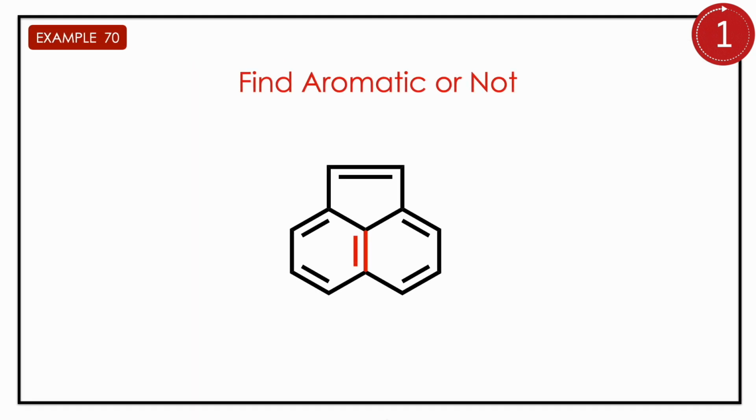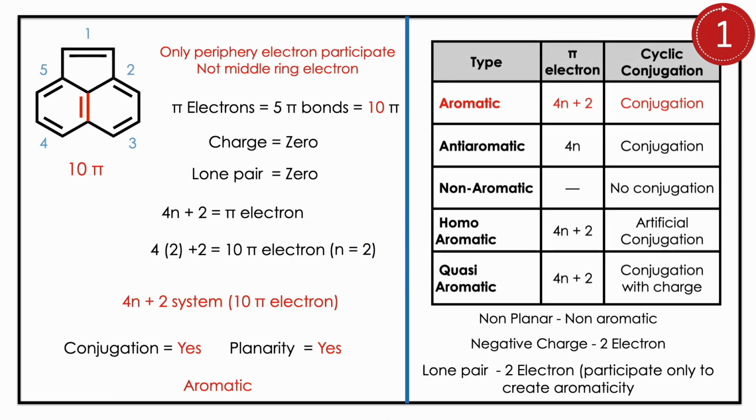Then the next example. Here you have a fused system, which is naphthalene connected through two alkene carbons. We should find whether the compound is aromatic or not. Here it is a fused system with middle pi electrons. Middle pi electrons don't participate because of the non-planar structure. So you should count only the surface or periphery electrons.